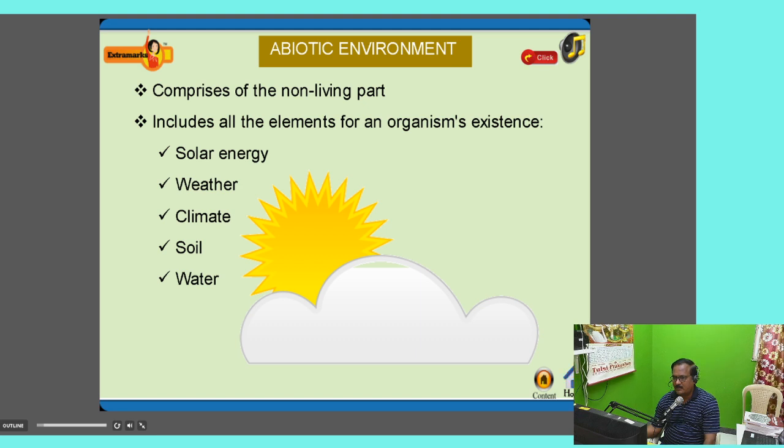Abiotic environment comprises the non-living part, and includes all the elements for the existence of an organism: solar energy, weather, climate, soil, and water. So, this is what abiotic environment is, which includes all the elements which are necessary for the organism's existence: solar energy, weather, climate, soil, and water.